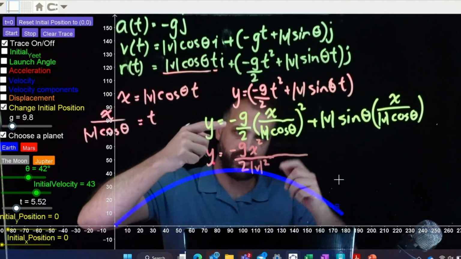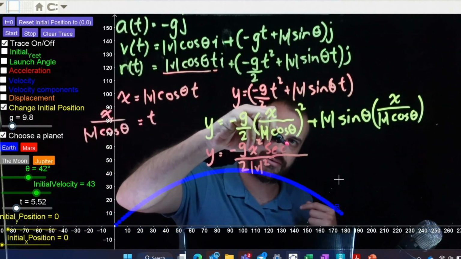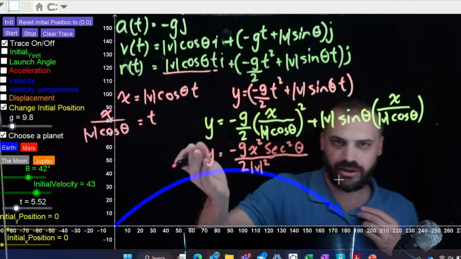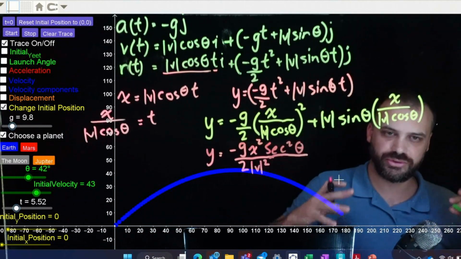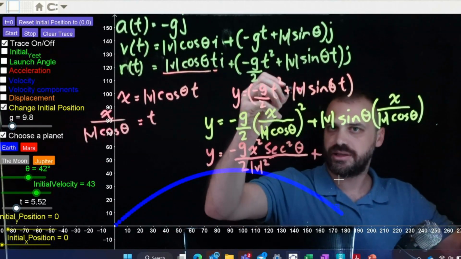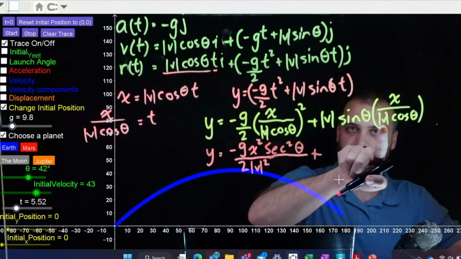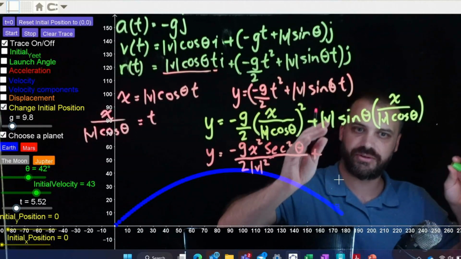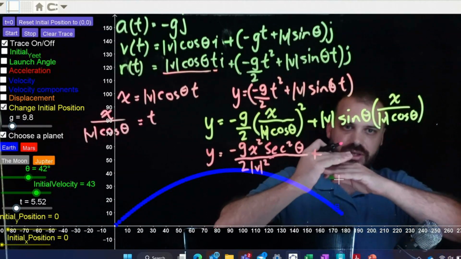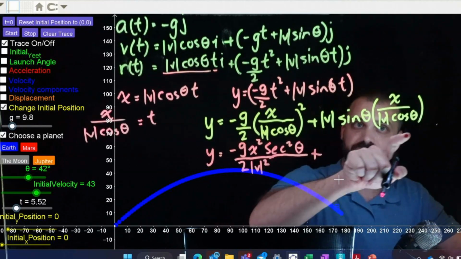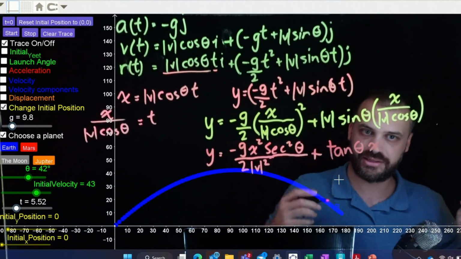But instead of putting cos squared theta on the bottom, we can put it on the top as sec squared theta. So we have negative g x squared sec squared theta over 2 the velocity of the launch squared plus, what do we have here? Velocity sine theta times x. Oh, there's a velocity, so they're going to cancel each other out, so we don't have to worry about them. Then we have sine theta times x over cos theta. Sine theta over cos theta is tan theta. So this whole piece here is just tan theta x.